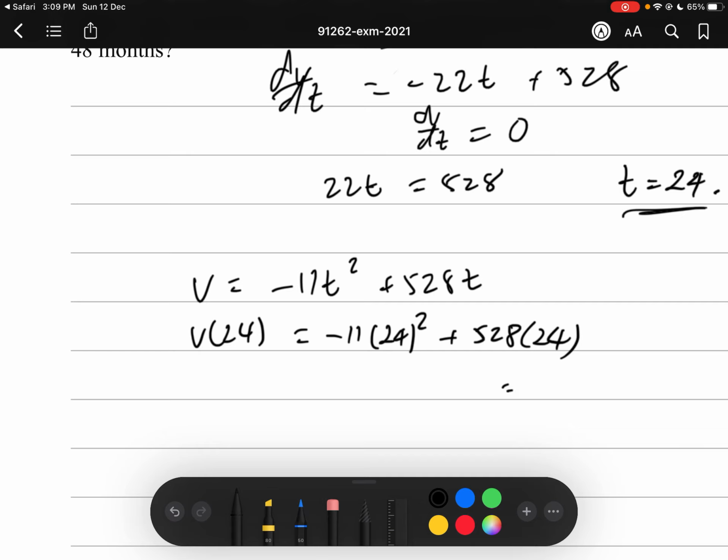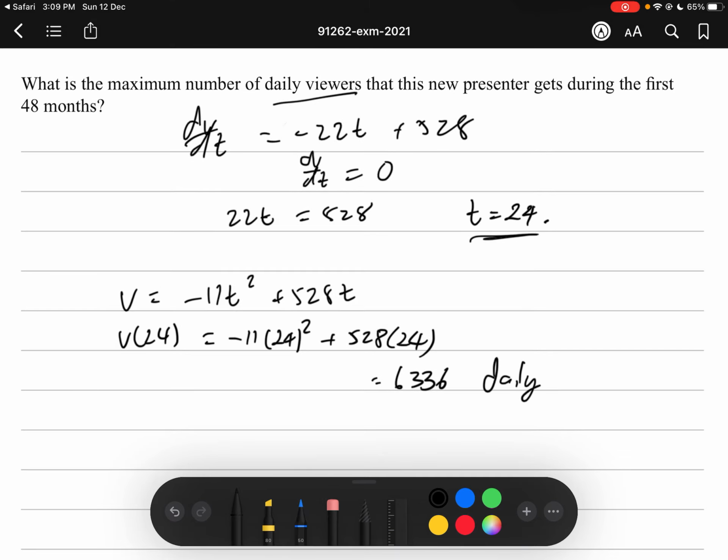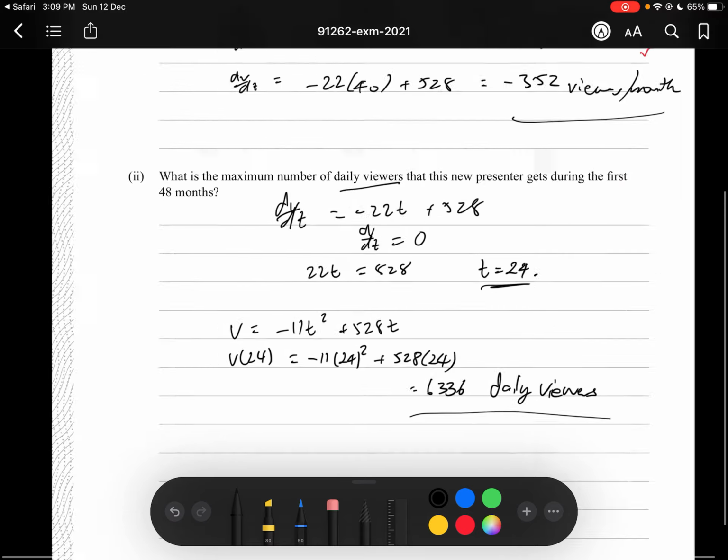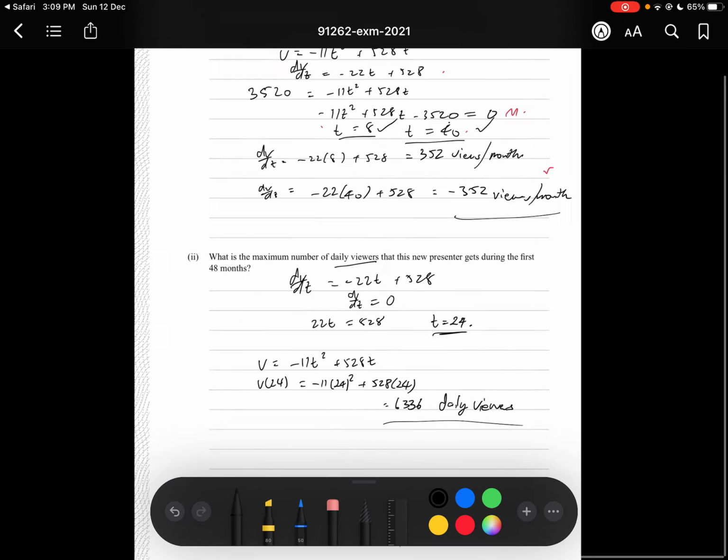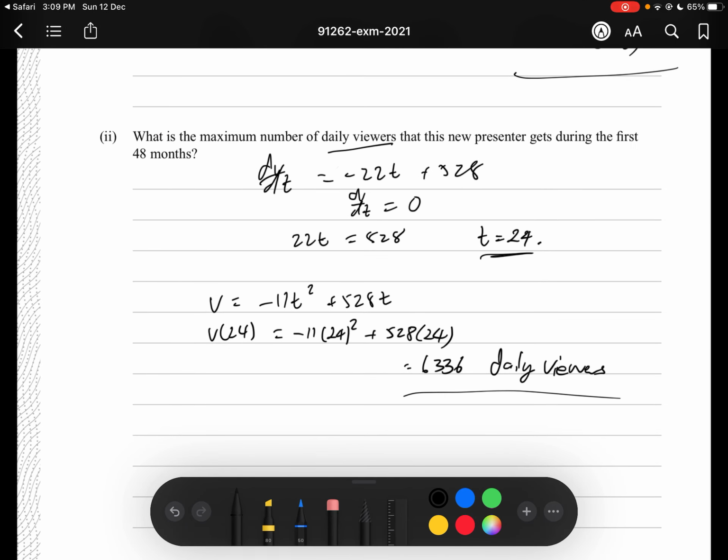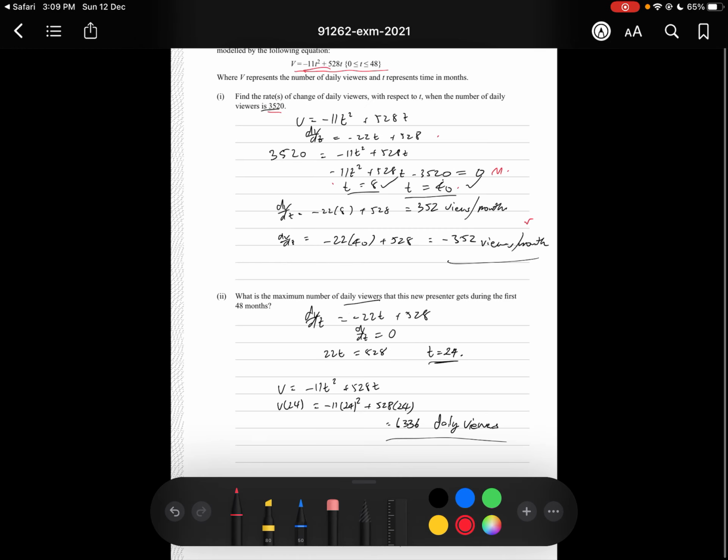And that's equal to 6,336 daily viewers. That's the maximum. It does not ask us to prove that this is a maximum, so we can simply leave our answers as follows. And since this is split into part I and part II, this is combined.